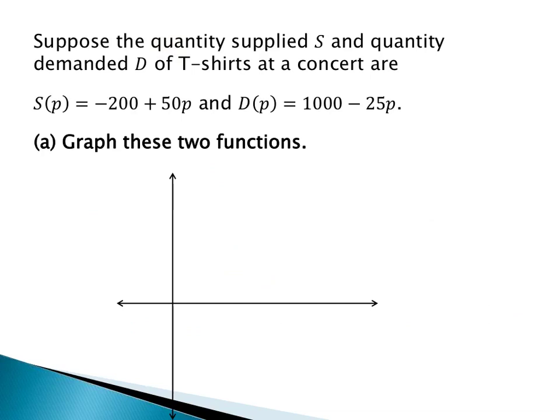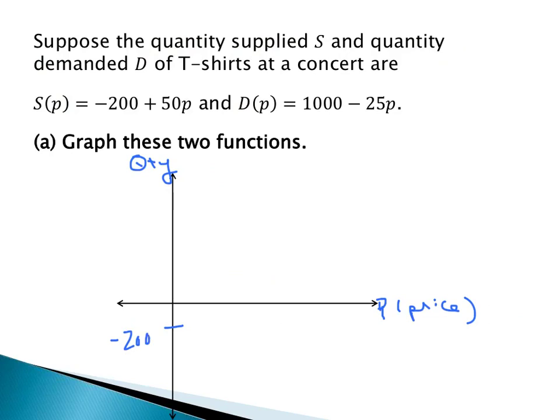We've got two functions. They're giving us quantity supplied, that's S here, P is price. Quantity demanded, that's D for demanded, P is price. And let's go ahead and graph these two functions. The x-axis is P for price, and the y-axis is quantity.